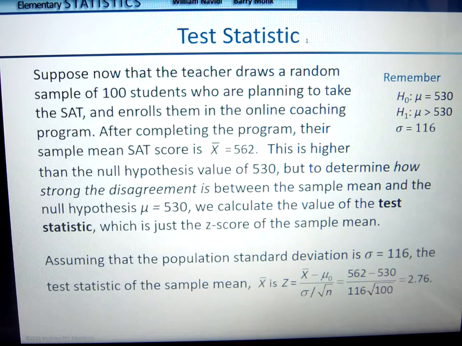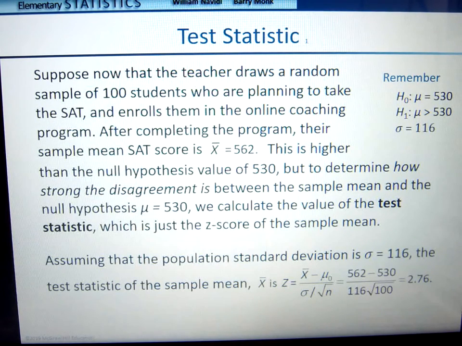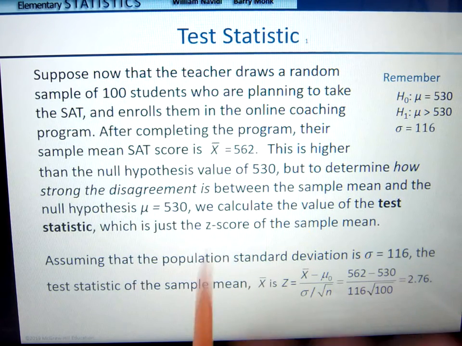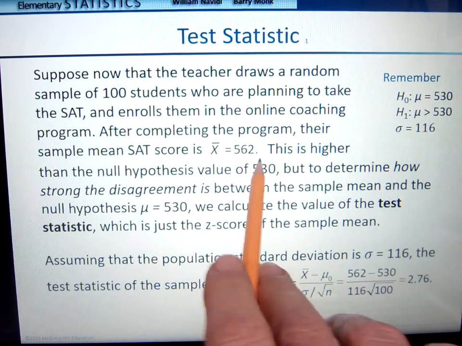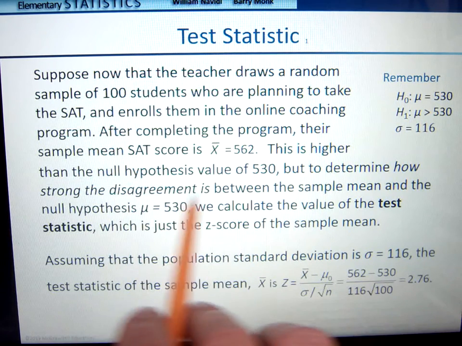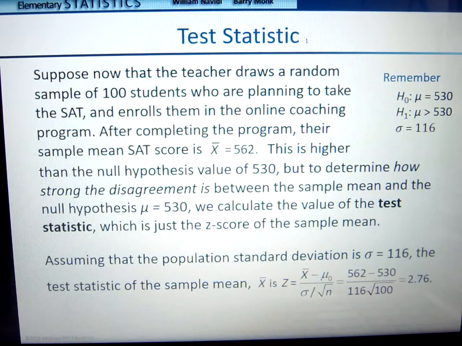So now suppose the teacher draws a random sample of 100 students who are planning to take the SAT and enrolls them in the online coaching program. After completing the program, the sample mean SAT score is 562. This is higher than the null hypothesis, but to determine how strong the disagreement is between the sample mean and the null hypothesis, we have to calculate the test statistic, which is just the z-score of the sample mean.